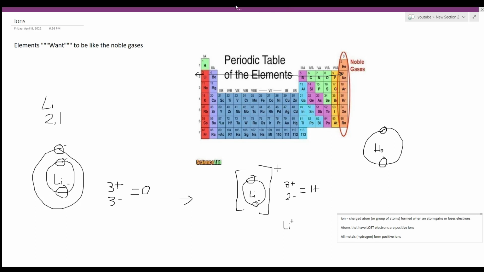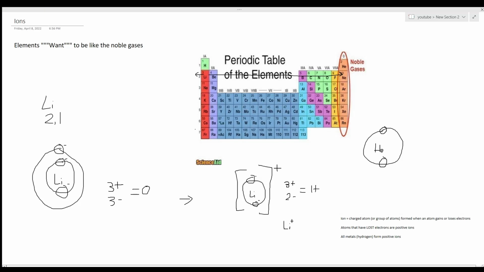Let's take a little look at another one. Let's just look at beryllium, the next one along. So beryllium has got 4 electrons, so it's going to have 1, 2, and then 2 in the next shell, because I'm following the 2, 8, 8 pattern. Pause the video here and figure out what its ion is going to be.